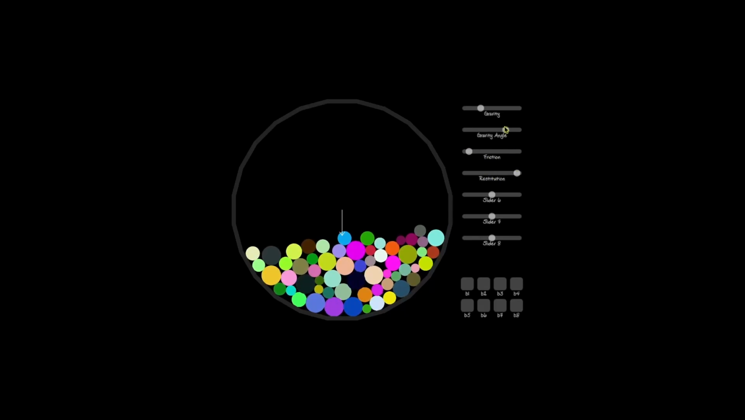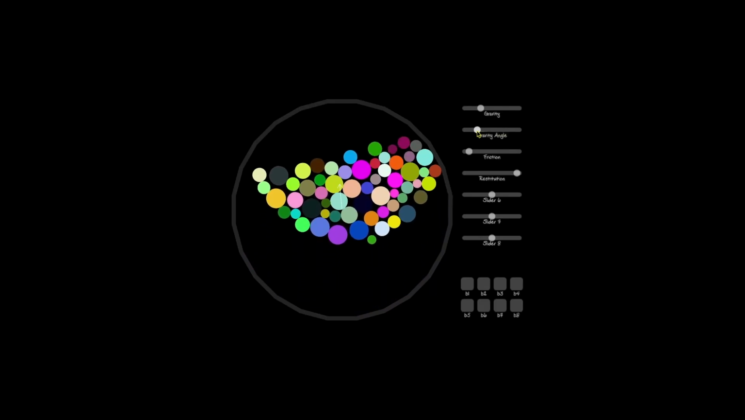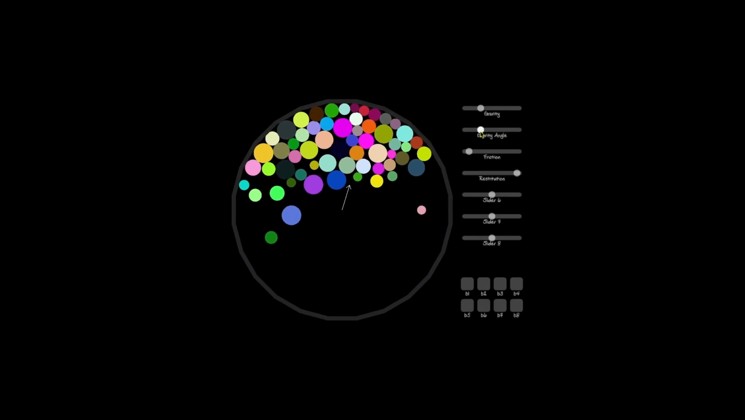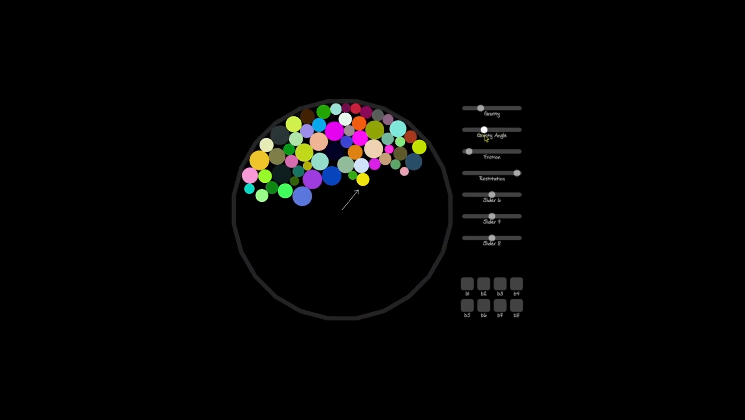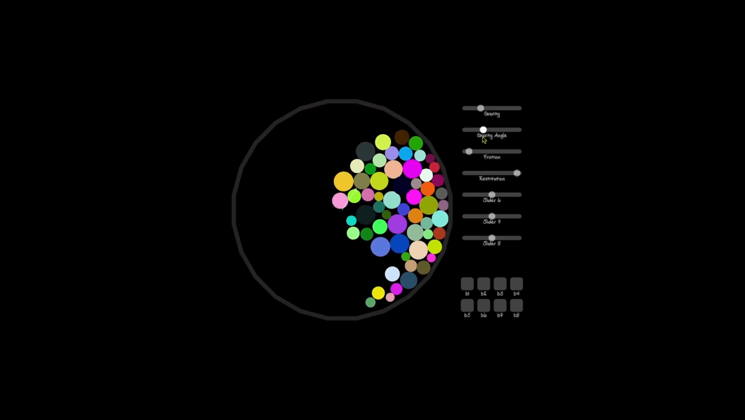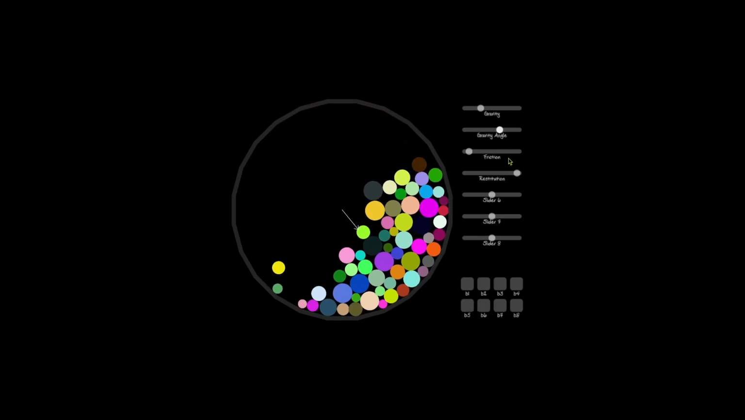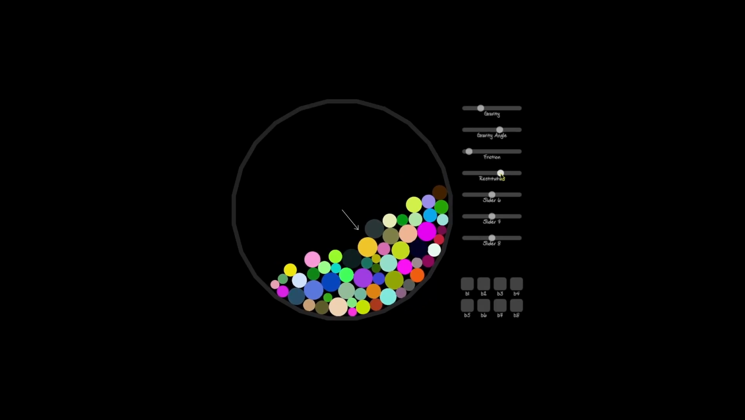So if you have restitution high and you change the gravity, you get more bounces, basically. There's so many balls in here that they don't have much room to bounce around, but you get the idea. So I usually have the restitution at about 0.6. You don't get a lot of bouncing inside kaleidoscope object cells.